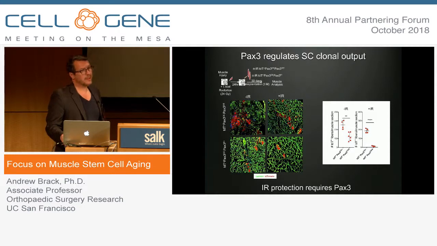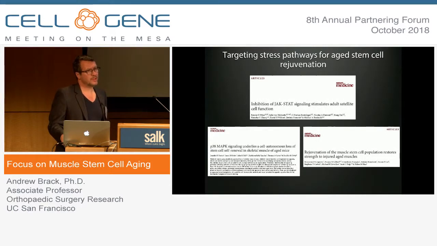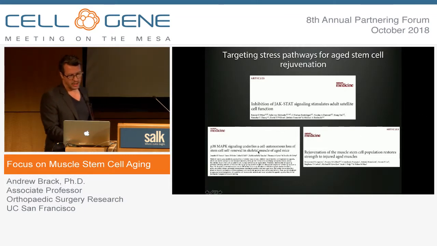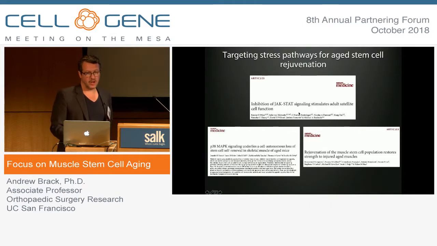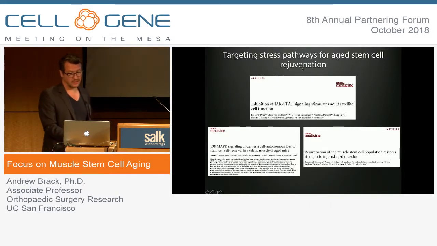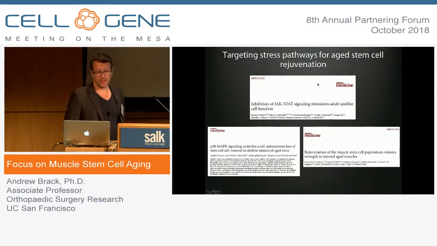And so putting this into a framework of the way stem cell biology has been thought of over the years, we've all been trying to make stem cells self-renew better. And the more self-renewal you get, the better apparently the transplantation. But here's some recent work from various labs that have targeted different pathways to augment stem cell activity: JAK-STAT, P38 in multiple papers. These are all stress response pathways.